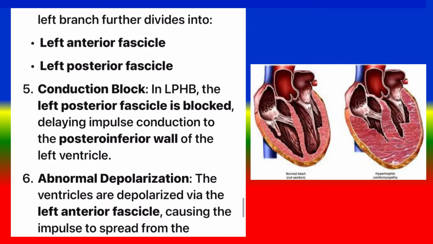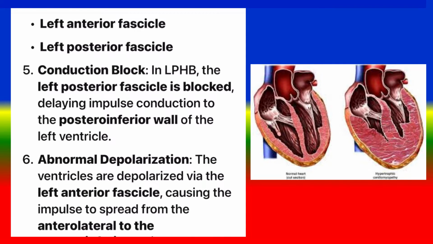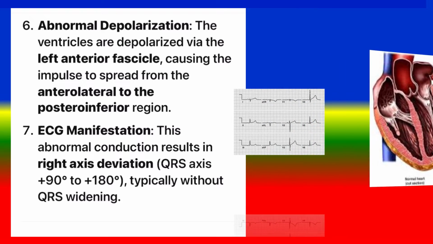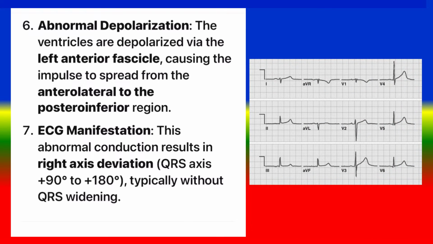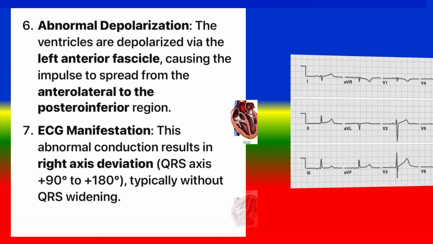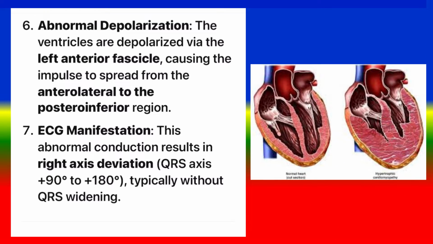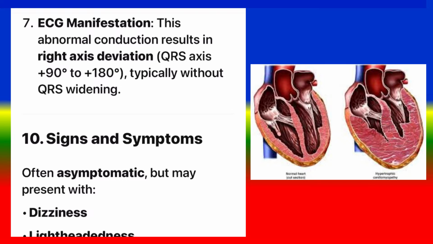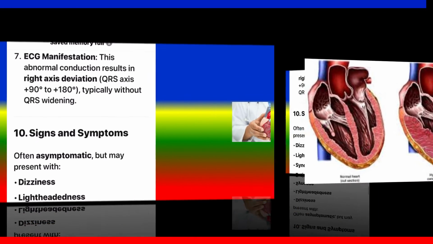5. Conduction block. In LPHB, the left posterior fascicle is blocked, delaying impulse conduction to the posterior-inferior wall of the left ventricle. 6. Abnormal depolarization. The ventricles are depolarized via the left anterior fascicle, causing the impulse to spread from the anterolateral to the posterior-inferior region. 7. ECG manifestation. This abnormal conduction results in right axis deviation, QRS axis plus 90 degrees to plus 180 degrees, typically without QRS widening.